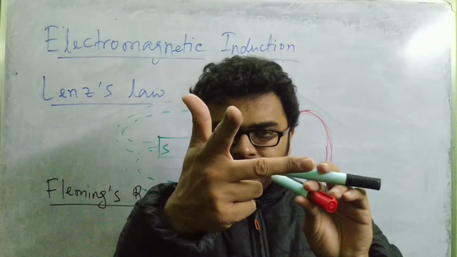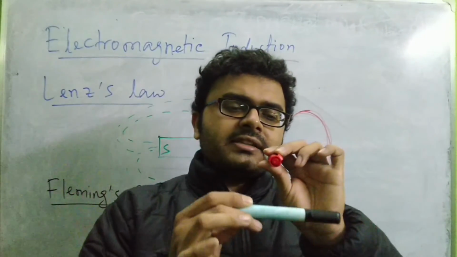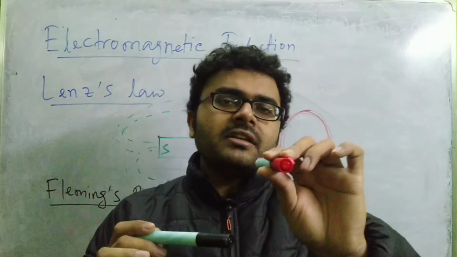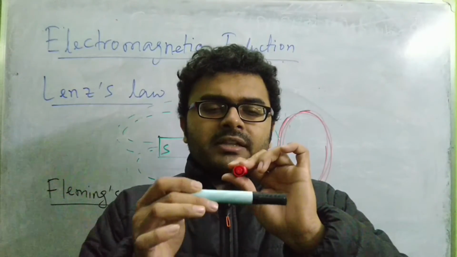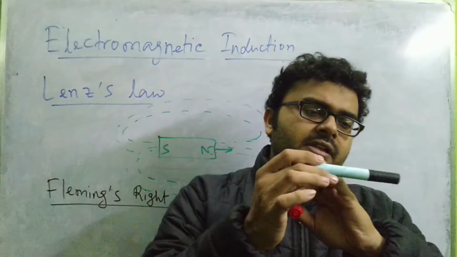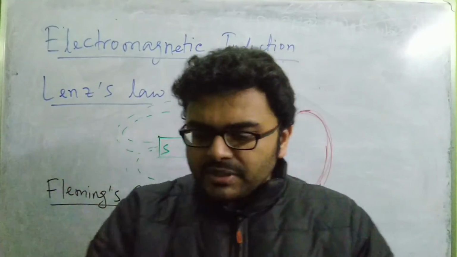So the middle finger indicates the direction of the current flowing through the conductor. If I move the conductor like this, the magnetic field is in this direction, just pointing towards you, and the conductor is being moved like this, the current will be induced in this conductor from the white end to the black end, okay. So this is Fleming's right hand rule.